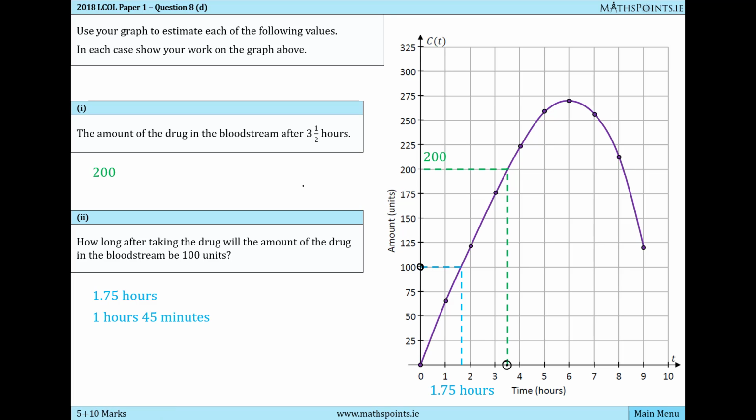A lot of marks again for reading from the graph. We got 20 marks for finding the points and drawing the graph. We got another 5 points for part 1 and another 10 points for part 2.